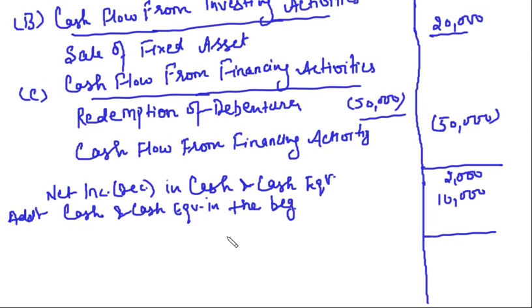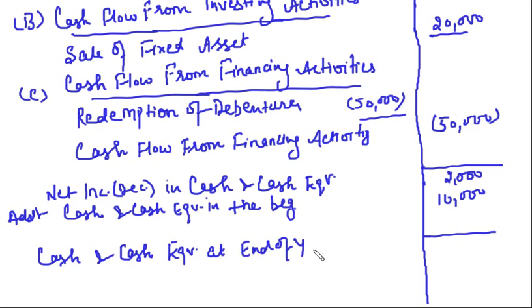So what is the cash balance at the end of the year? Cash and cash equivalents at end of year. This comes to 12,000.